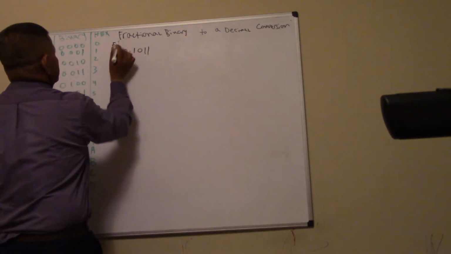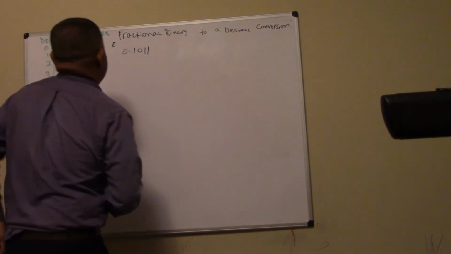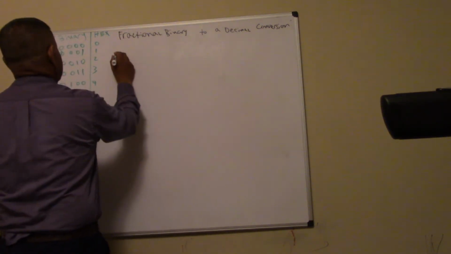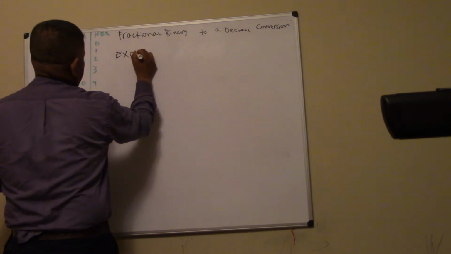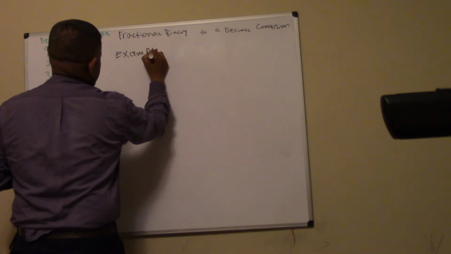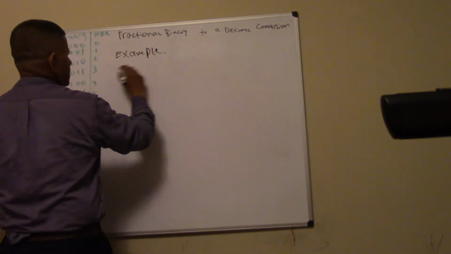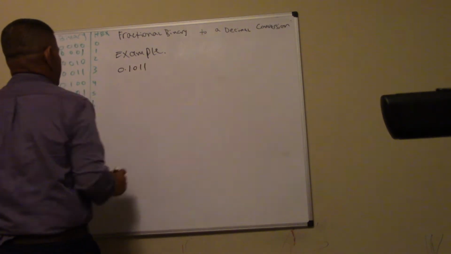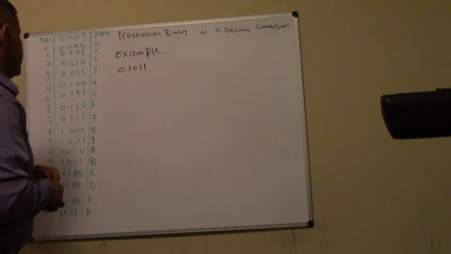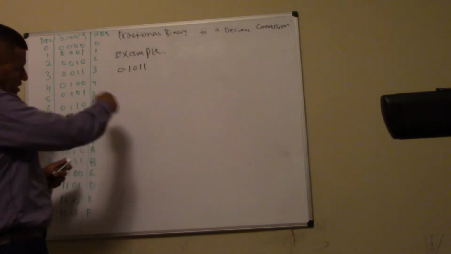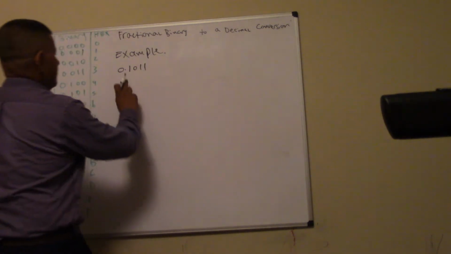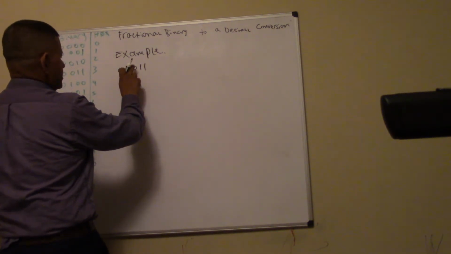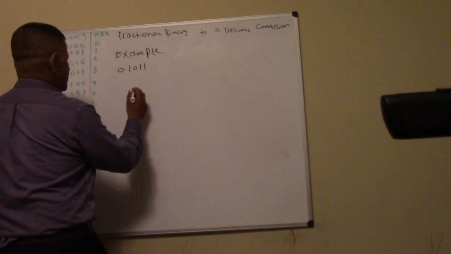So let me put this right here. And the number is 0.1011, right? So we start from left to right.